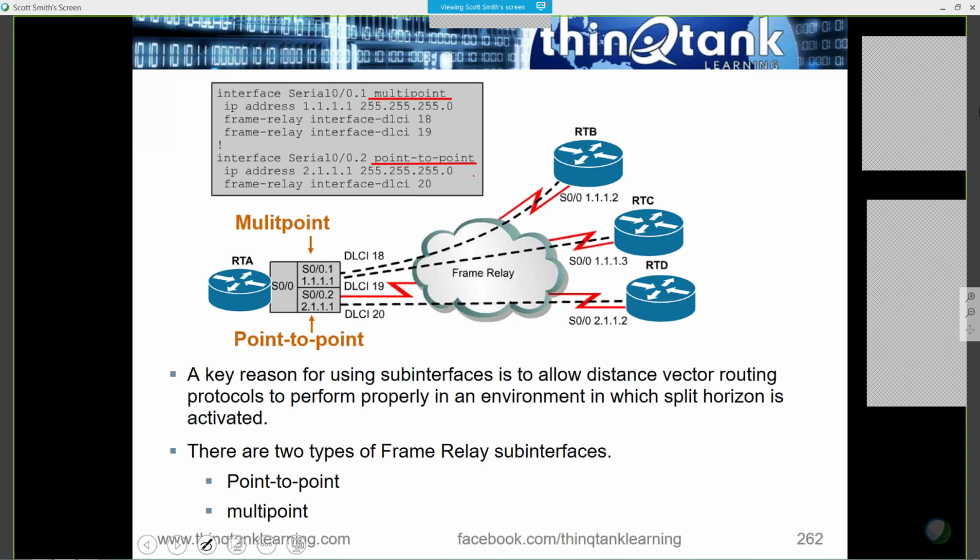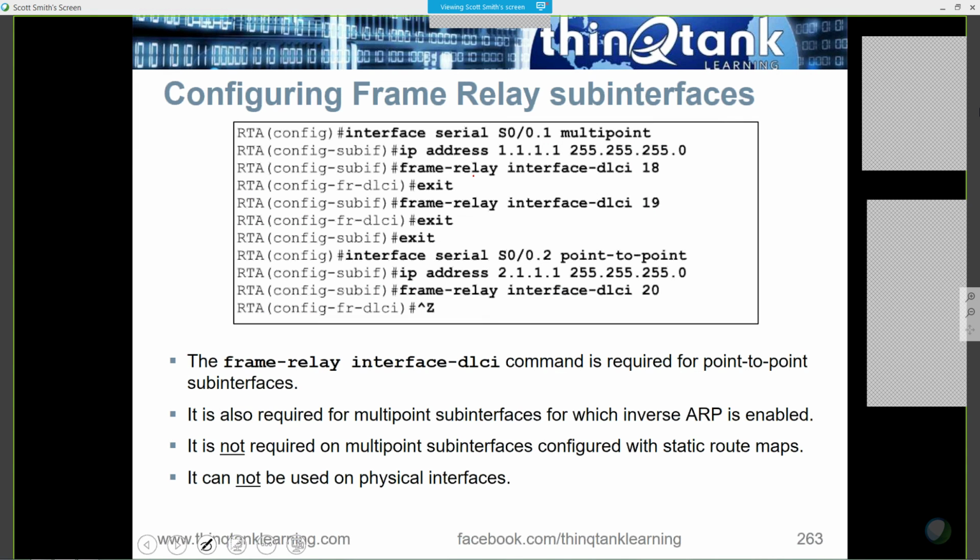That's the command line configuration. All right.